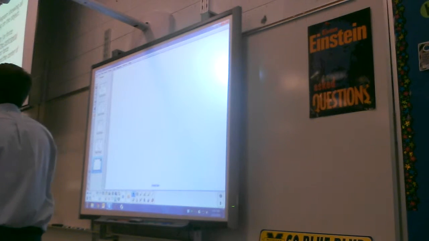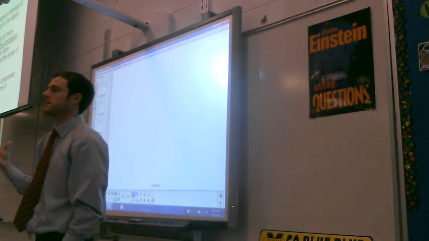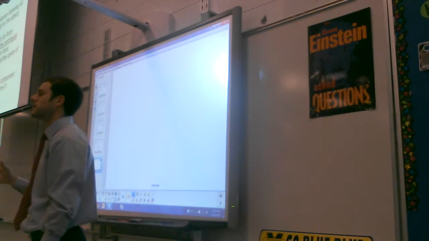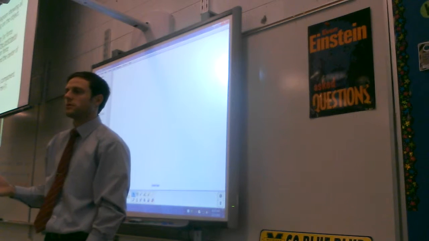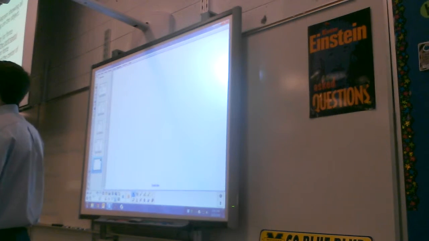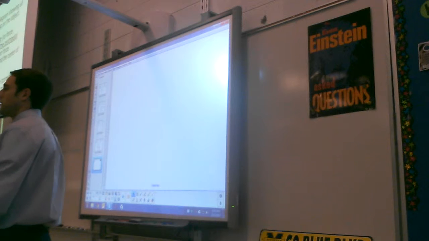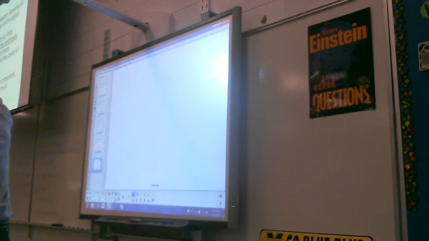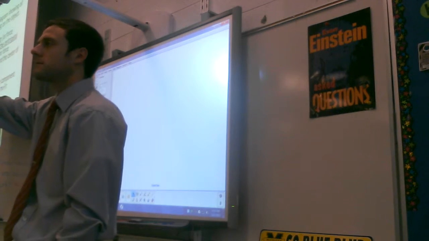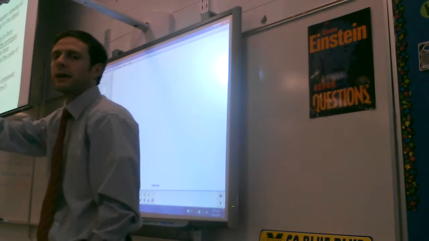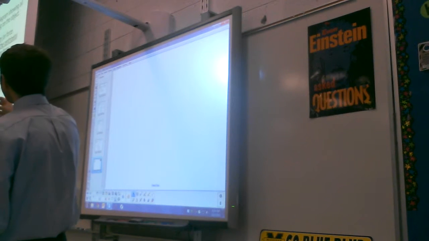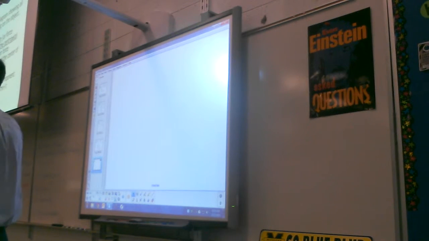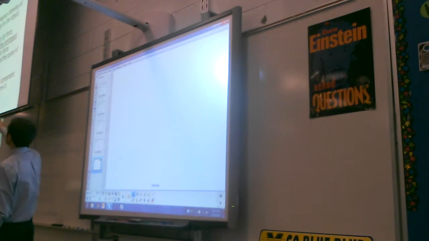We know centrifugal is one of those pseudo forces. There's no such thing as a centrifugal force, or a force pushing away from the center of the circle. It's only the force pulling towards the center. Step 2, determine which force provides the centripetal force from your free body diagram. And the last step, relate this force to the equation Fc equals mv squared over r.